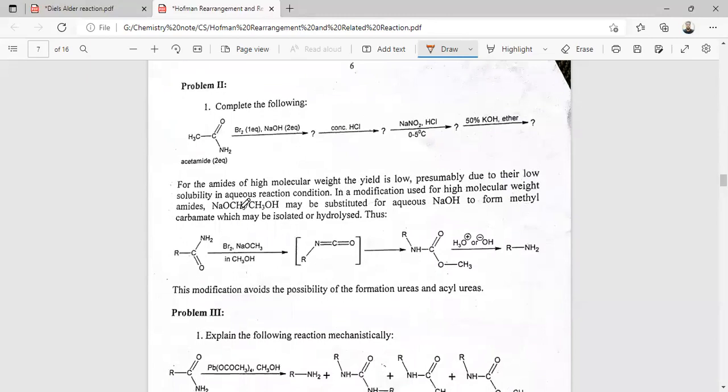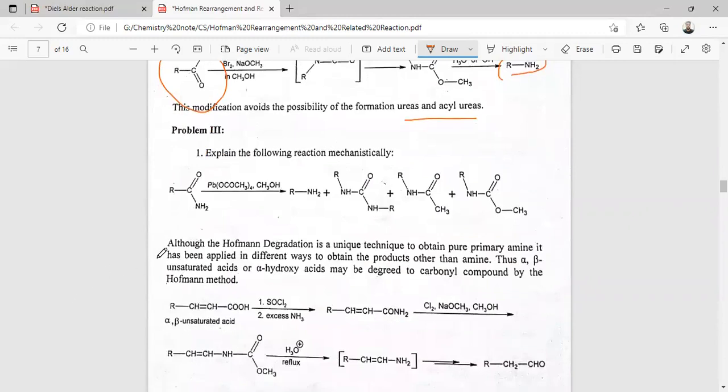For amides of high molecular weight, the yield is low, presumably due to their low solubility in the aqueous reaction condition. In a modification used for high molecular weight amides, methanol may be substituted for the aqueous NaOH to form this methyl carbamate, which may be isolated or hydrolyzed. Thus, this amide reacts with Br2 and NaOCH3 to form this intermediate, and then this amine is formed. So this modification avoids the possibility of the formation of ureas and acyl ureas.